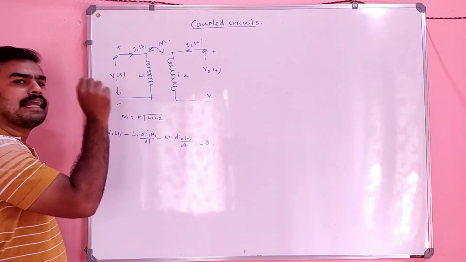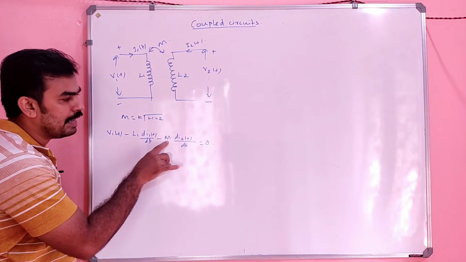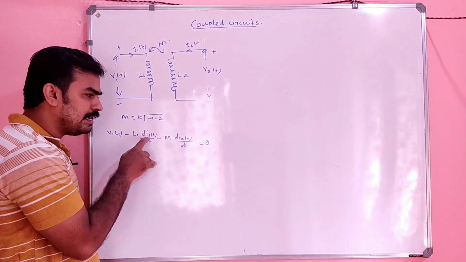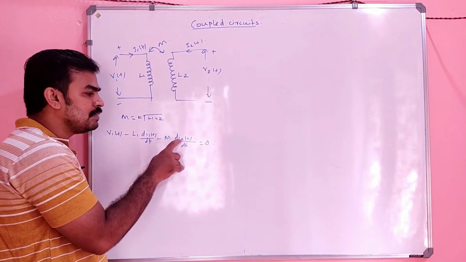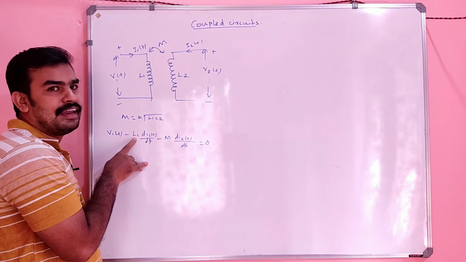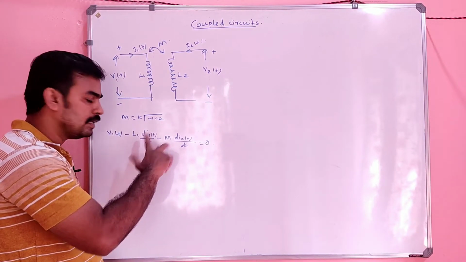Due to that flux also, there is an induced EMF. That is nothing but M into dI2 of t by dt. Here I1 of t and I2 of t mean the reason for this current is I2 of t, and it is not exactly L. Even though the unit of L and M are the same, it is nothing but Henry.